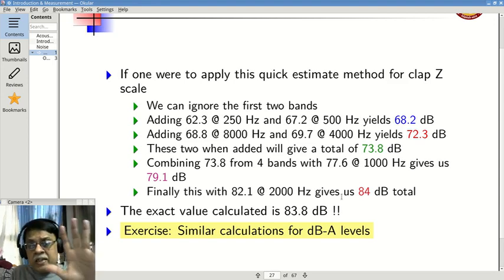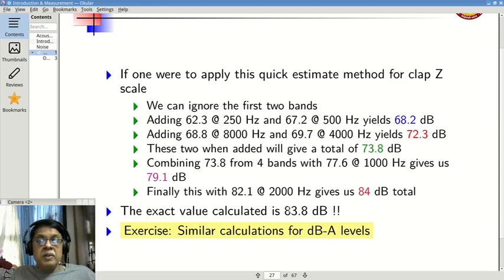But this is a quick and easy way to sum up band levels and get an overall estimate quite quickly in your mind. So you can tell your boss, for this whistling it is, or clapping, I think we have done this with clapping. Clapping is about 84 dB.